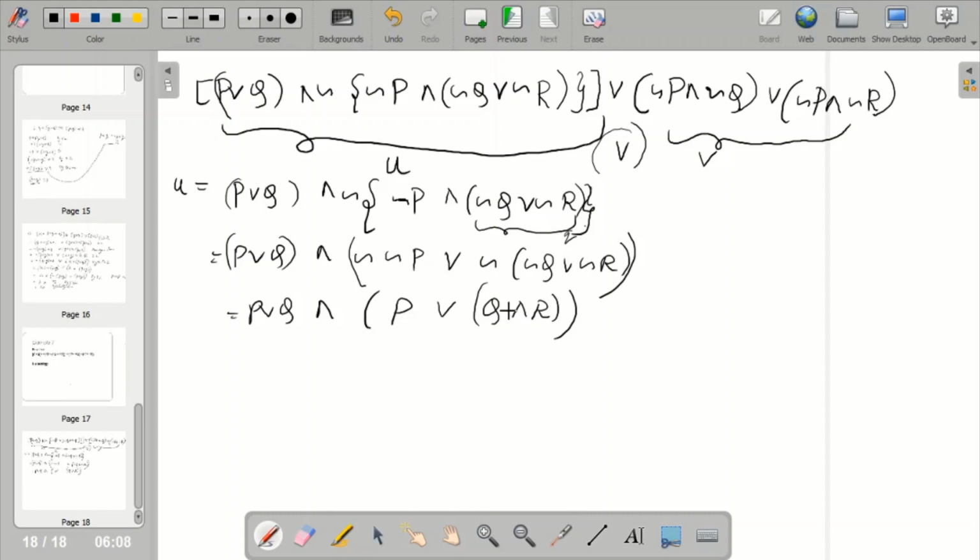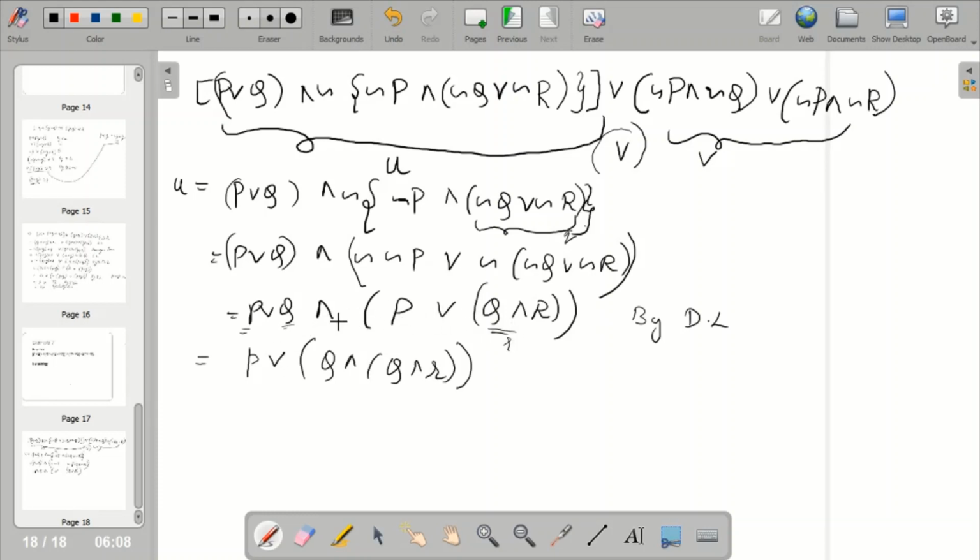Now how can we solve this particular problem? You can see here, again we can apply the concept of distributive. P or Q and P or something. So it is nothing but P or Q and Q and R. I applied distributive law. So it's easy. P or Q, P or R. You take this as Q, this as R. So you know P or Q and P or R.